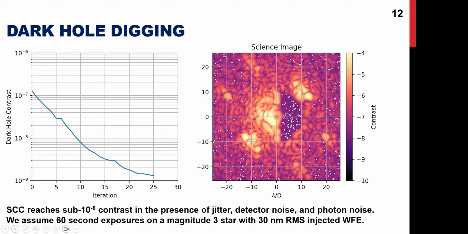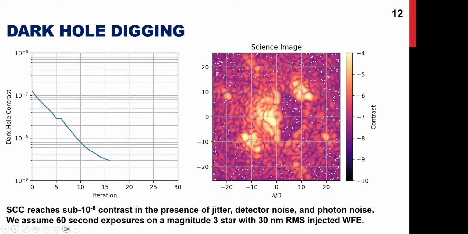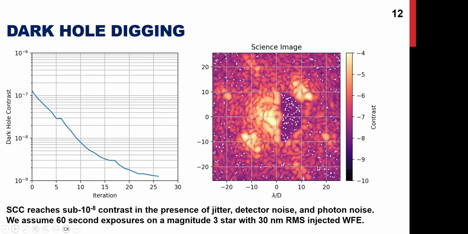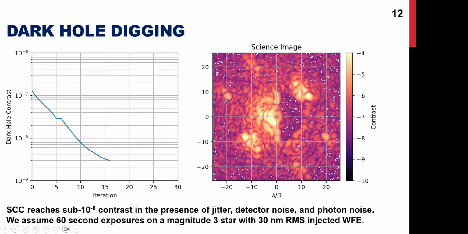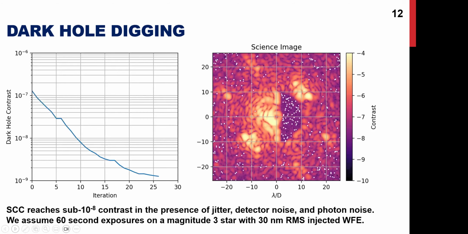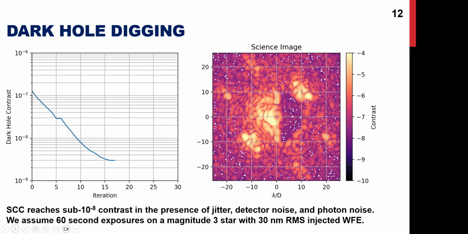In this case, with this model, we can reach sub 10⁻⁸ contrast with some jitter, detector noise, and photon noise, and we're assuming 60-second exposures on a magnitude 3 star with 30 nanometers RMS wavefront error. Wow, that's not that much. Yeah, there's more now, but we'd still get 10⁻⁸, so it doesn't really matter.